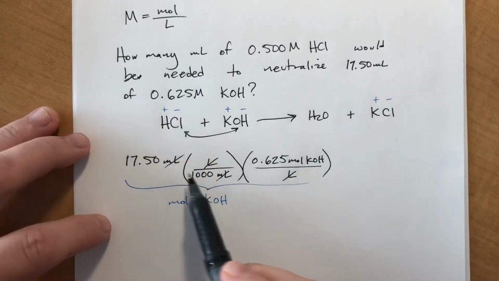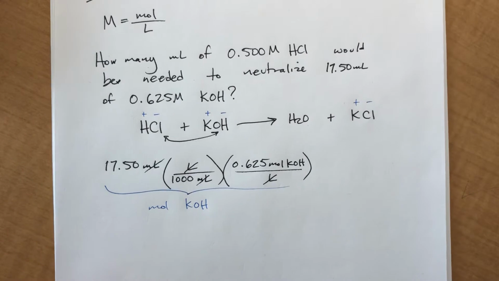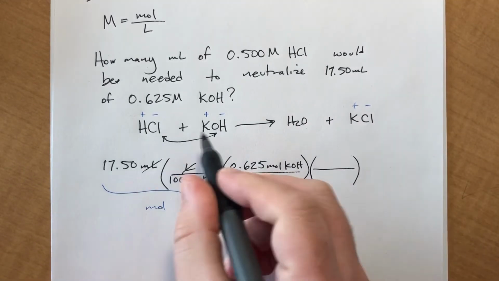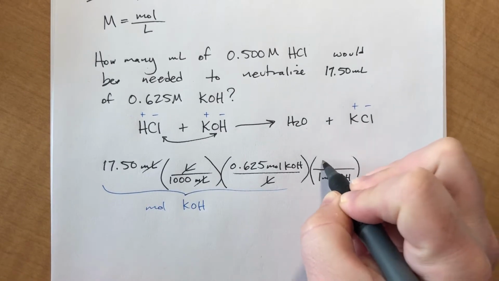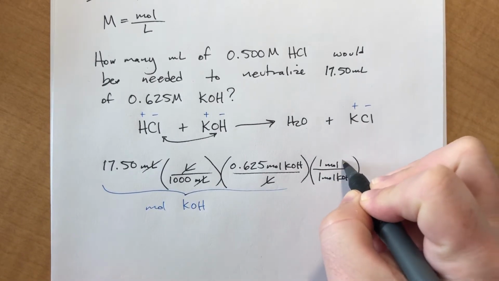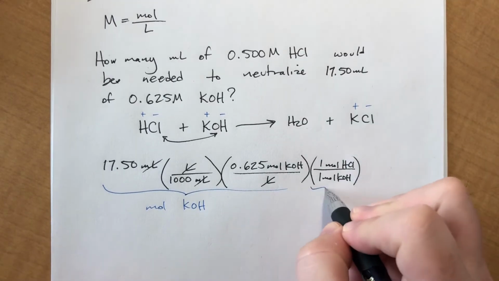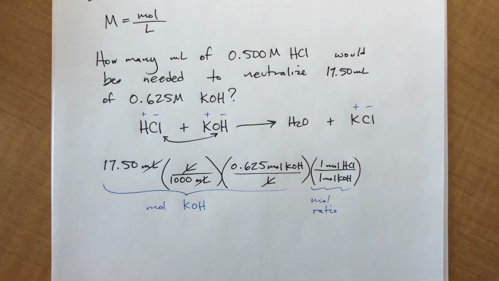The reason we chose to start with this is because we knew both the volume and the concentration, so we could solve for moles. Now we do the mole ratio. This one is a 1-to-1, which is not going to affect any of the numbers, but I'm going to write it in here just so that if you look back at the problem, you'll know why these numbers are here. So the next step is the mole ratio.